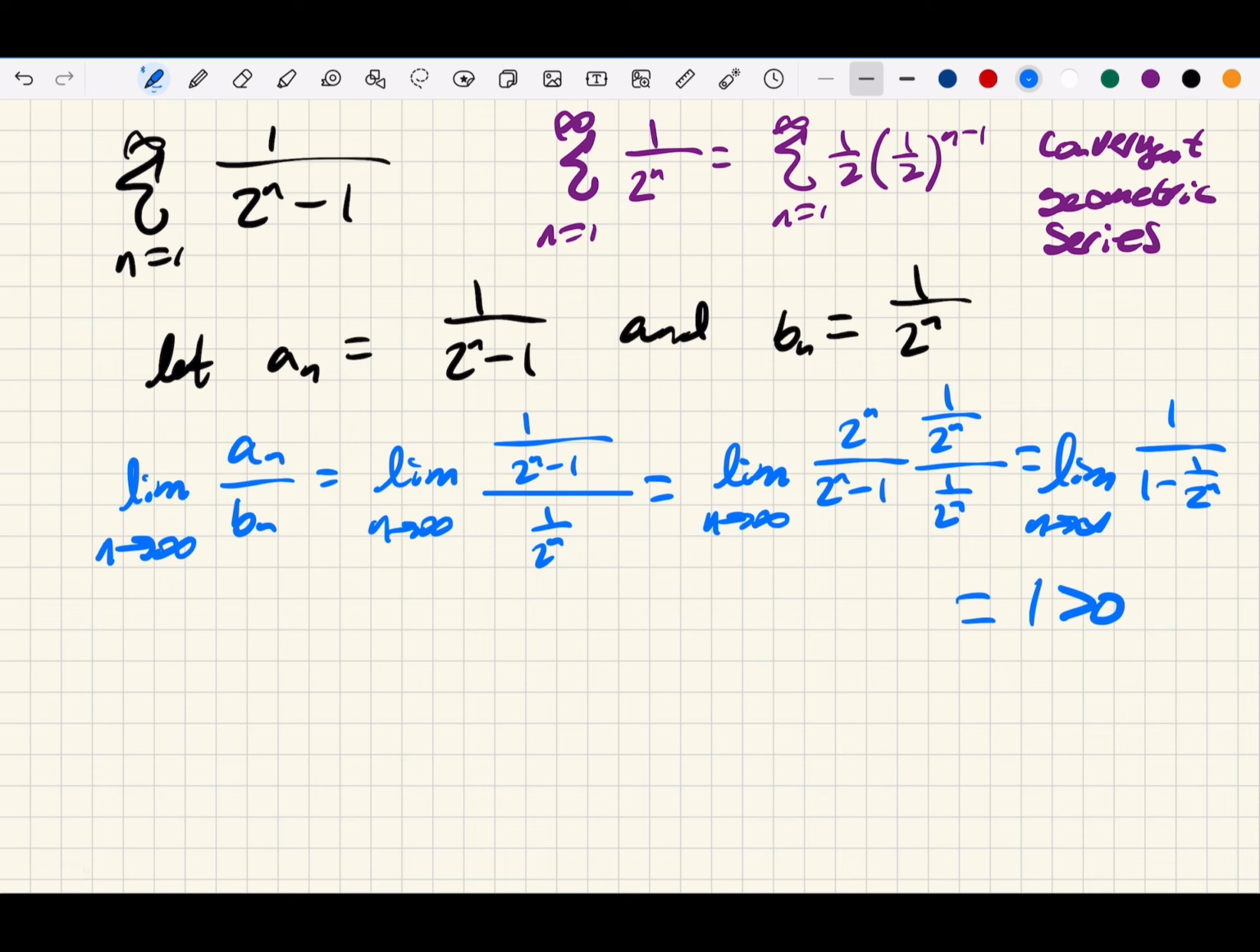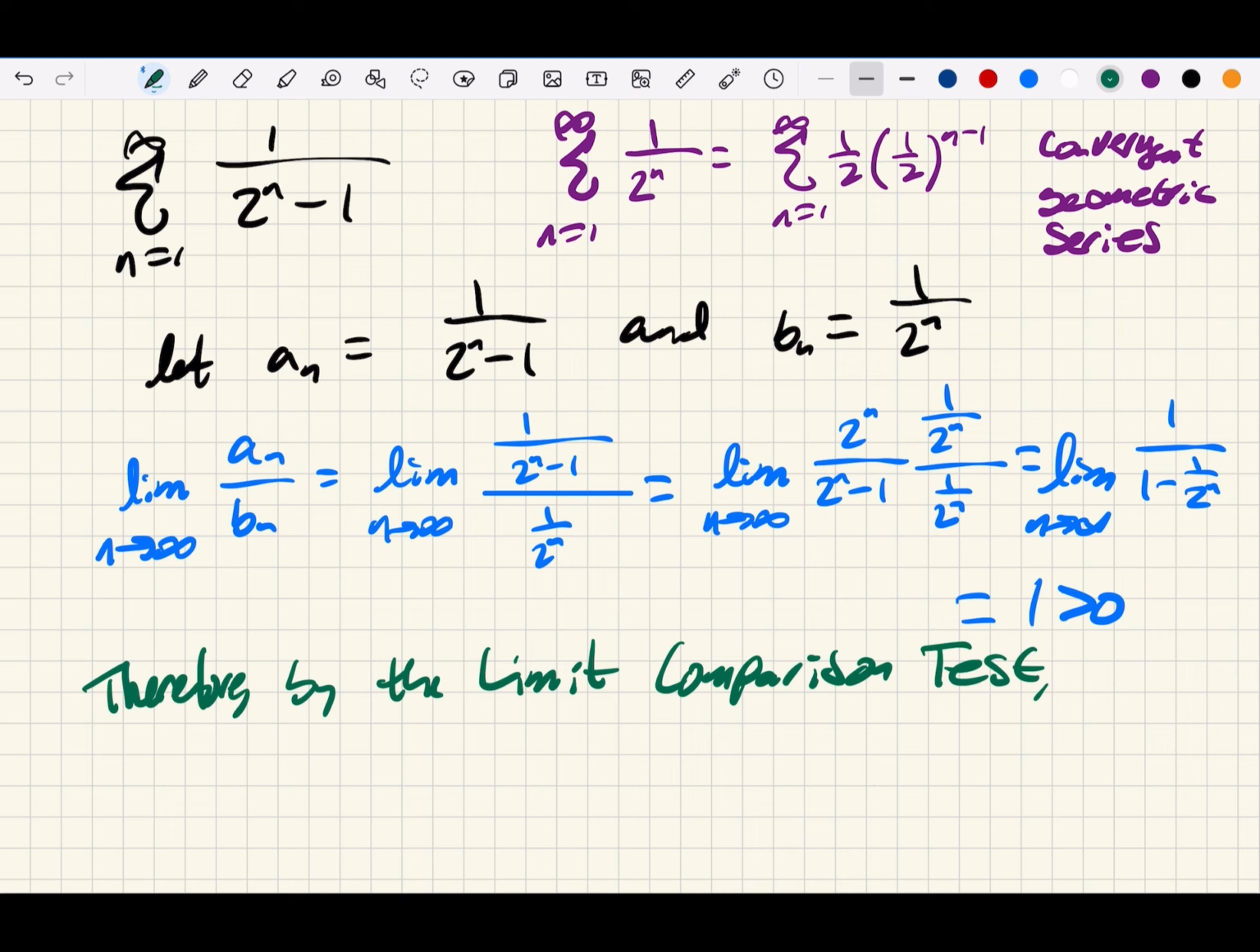We already established that one of them is a convergent geometric series. So now all I really need to do is say, therefore, by the limit comparison test, the sum n equals 1 to infinity of 1 over 2 to the n minus 1 converges. Any questions?